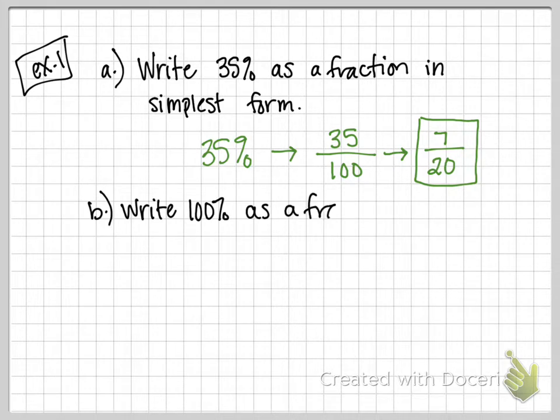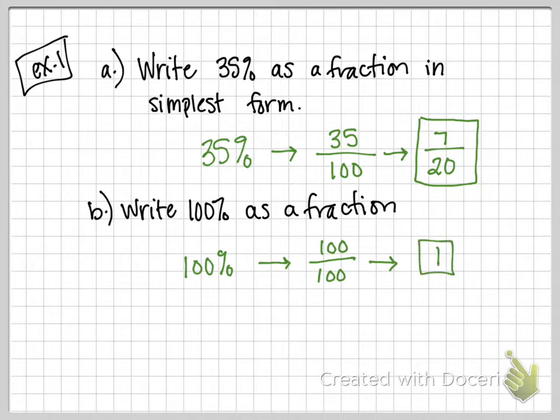Try this one. Write 100% as a fraction. Wouldn't that just be 1? Sure would. So we're going to take 100%, drop the percent sign and put 100 in our numerator per 100. And then we have to simplify this. What is 100 over 100? 1. So 100% is really one whole, right? If you eat 100% of your lunch, you eat all of it.